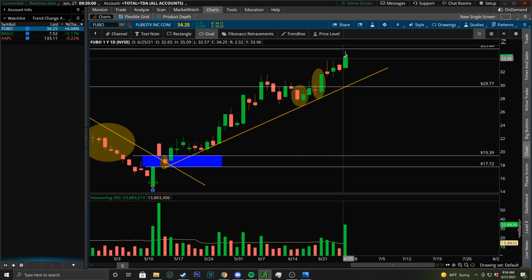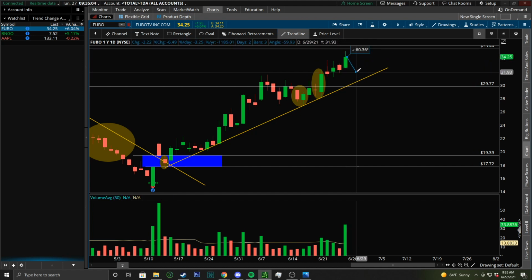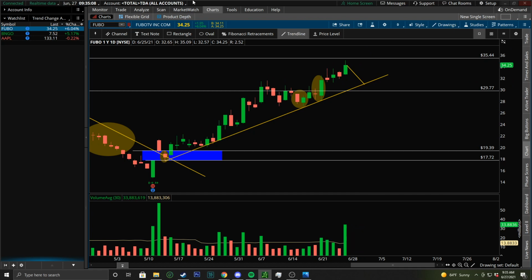Okay, so yes, it looks like right now price could get a retracement back down to that trend line. So we can expect some slowdown going into this week on Fubo if it doesn't just rip through 35.40s.